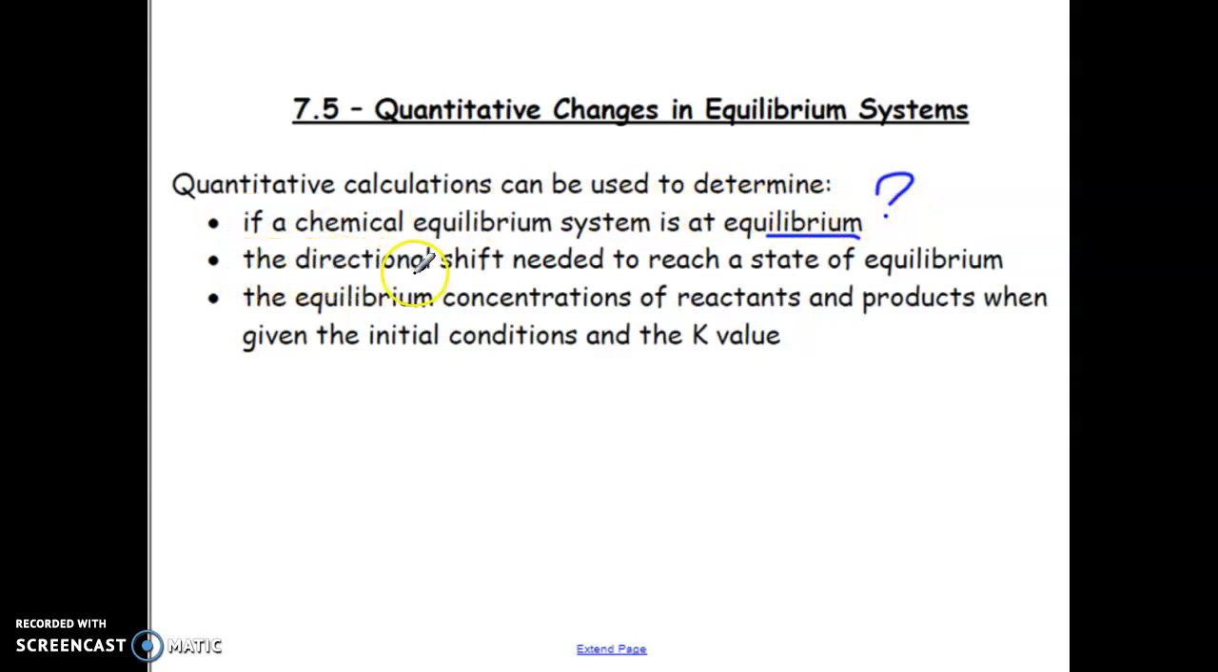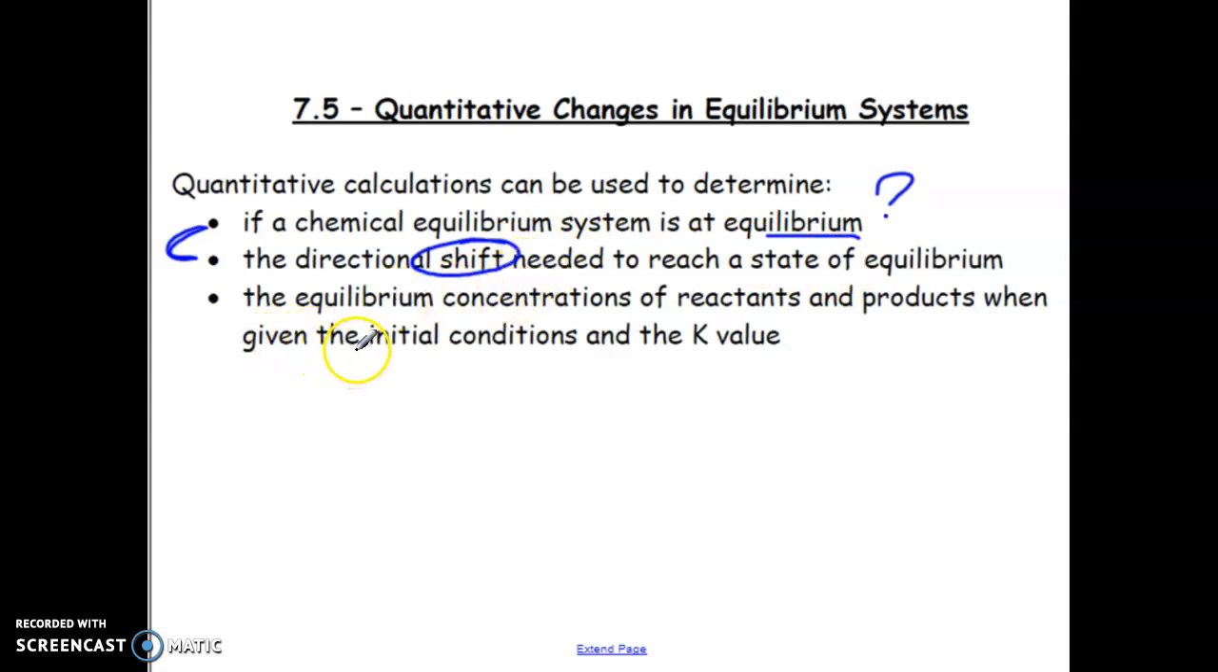The second scenario is anticipating. So let's say it's not in equilibrium. The first 2 actually go hand in hand. We do our calculations for the first one and say, okay, it's not at equilibrium. We can then predict what shift will have to take place in order for that system to reach equilibrium. Essentially, you're looking at this value and comparing it to what it should be if it were in equilibrium, and then indicating what changes might have to occur.